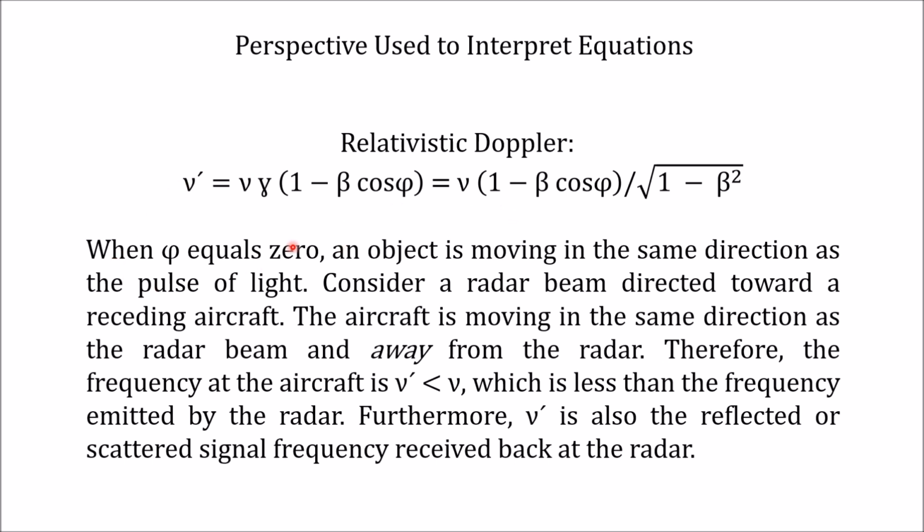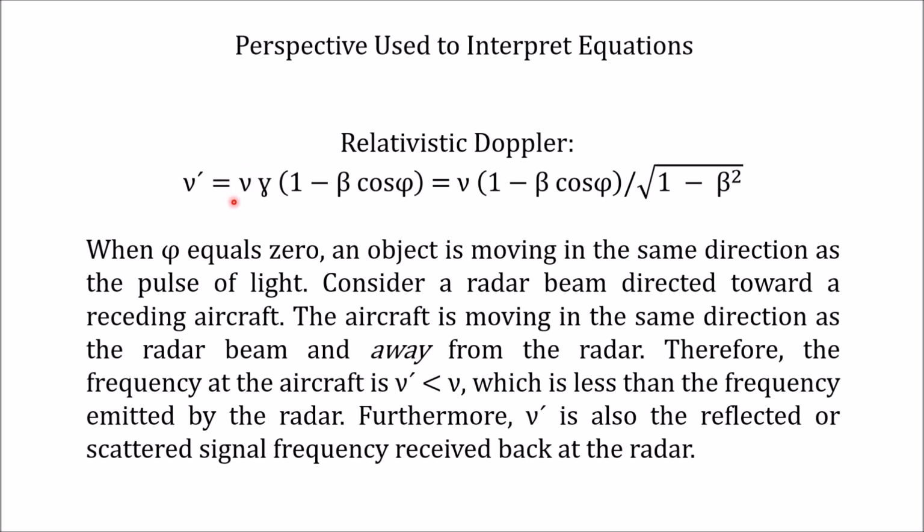But when the angle phi equals 0, an object is moving in the same direction as the pulse of light. So that's when our primed reference system is moving parallel to the stationary. It's coincident, they're congruent, and the angle phi then is equal to 0, and it's moving in the same direction. If you look at that as a radar beam, and that pulse is a radar pulse, we'd be moving toward a receding aircraft. The aircraft is moving in the same direction as the radar beam and away from the radar. Therefore, the frequency at the aircraft is less, that's the nu prime, it's less than nu, the initial pulse.